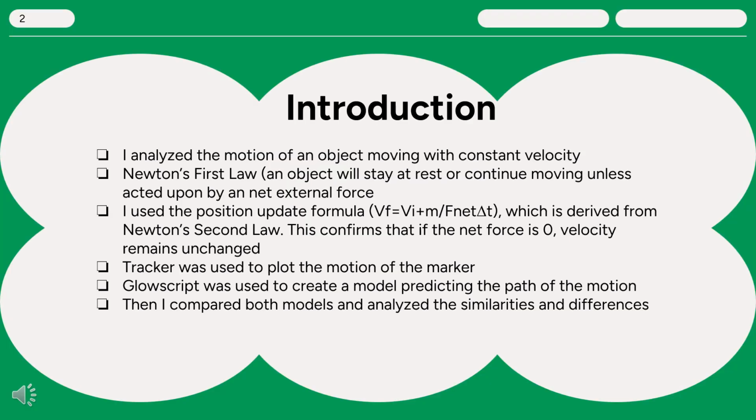Introduction. I analyzed the motion of an object moving with constant velocity, and the object is a dry erase marker. I use Newton's first law, which states an object will stay at rest or continue moving unless acted upon by a net external force. And I use the position update formula, which is derived from Newton's second law. This confirms that if the net force is 0, the velocity remains unchanged.